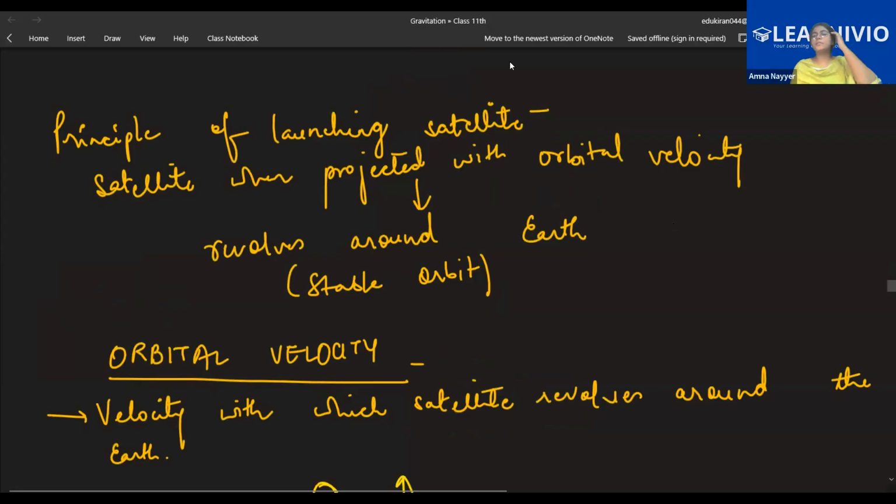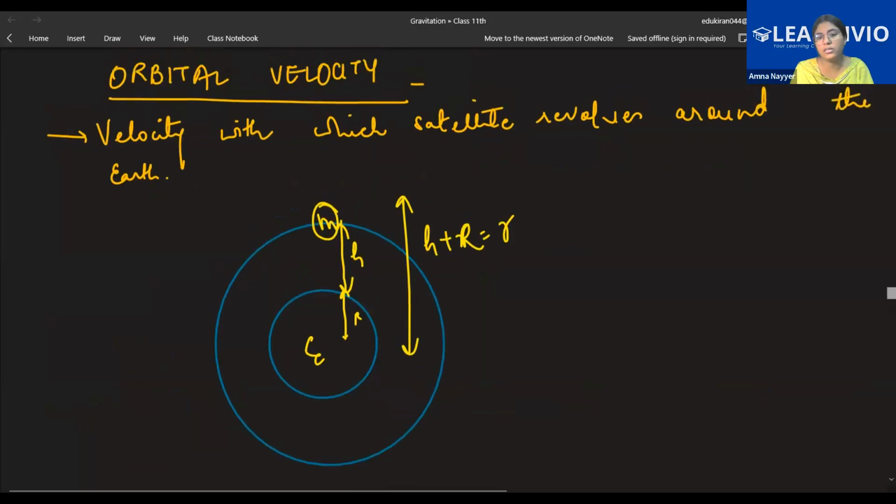When we're talking about the principle of launching a satellite, this basically means that the satellite has to achieve its orbital velocity. So what is this orbital velocity? We talked about escape velocity, when an object has to cross the gravitational pull of Earth, that barrier. But when any satellite has to maintain the revolution, then we say this is the orbital velocity. The velocity with which the satellite revolves around is called the orbital velocity. So every satellite revolves around the Earth with this velocity.